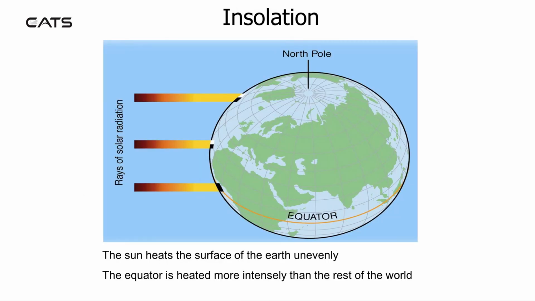Insolation. The rays of sun are typically focused on the equator. Hence, the equator is heated more intensely than the rest of the world.